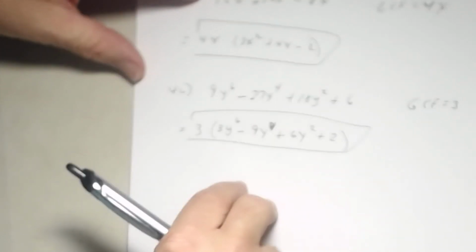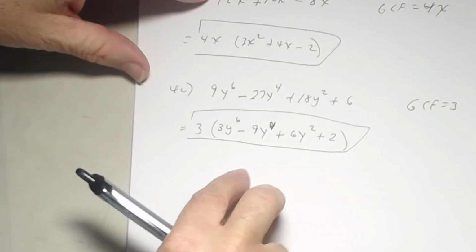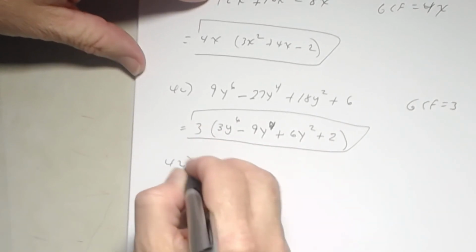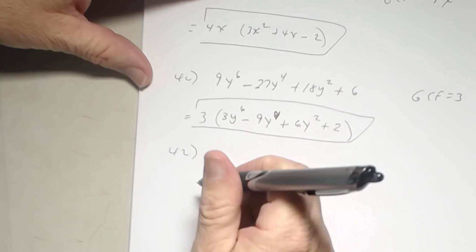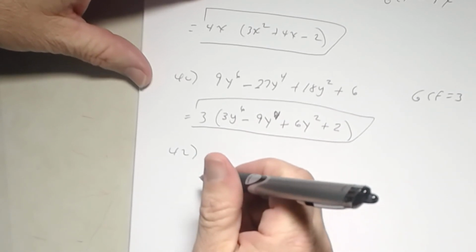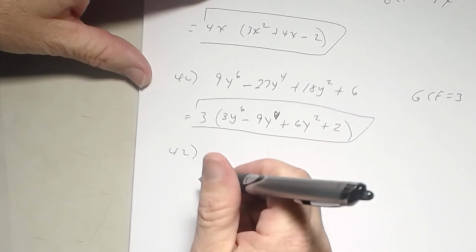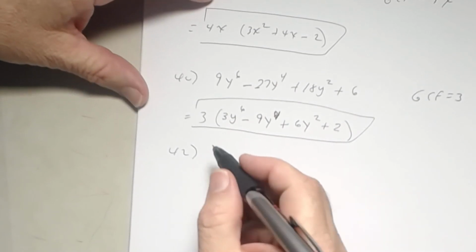All right, now you're going to have a fraction, so let's look at 42. I don't think I had a fraction on the worksheet. But you are going to see one on my math lab. So let's look at 42.